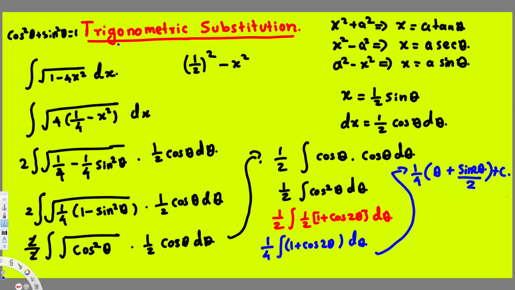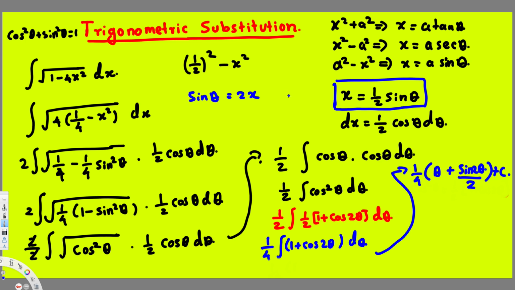But our original format was in terms of x, so we have to write this one in terms of x, right? Now let's see how we can do this. First we have this value right here: x is equal to half sin theta, right? So what we can do is write sin theta is equal to 2x. I just rearranged this equation. Sin theta is equal to 2x.